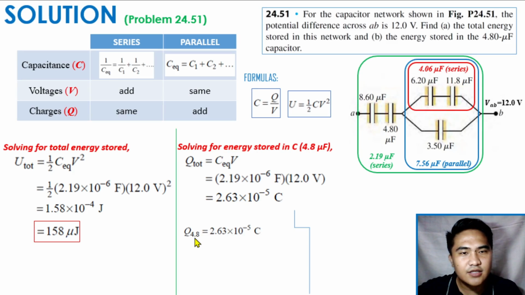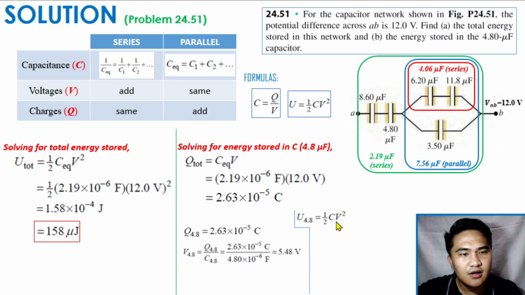So, as we said before, in series connection, the charges are the same. So this one and this one are in series. Therefore, the charge of Q 4.8 is the same as the total charge of the whole network. Substituting the values of the charge and the capacitance, we will get 5.48 volts.